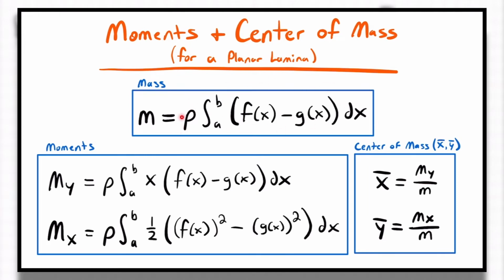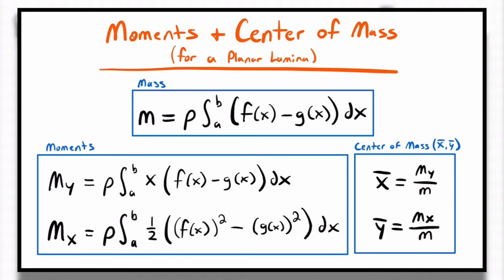We have the density, which is represented with the Greek letter rho, times the definite integral that represents the area of the region or the lamina that we want to find the center of mass for. And so that's just an integral from a to b of f of x minus g of x, where f of x is the top function of the region and g of x is the bottom function. And then our bounds of integration are just the two values of x for which the region lies between.